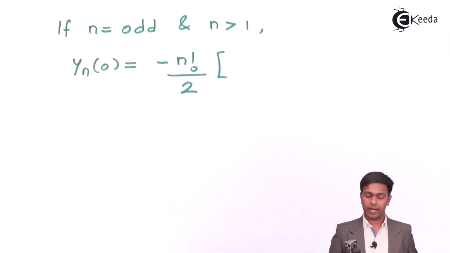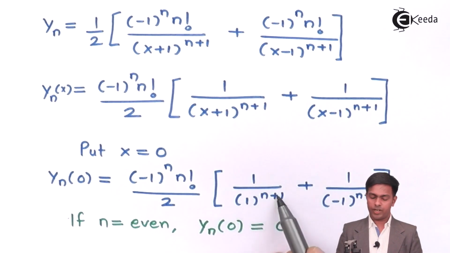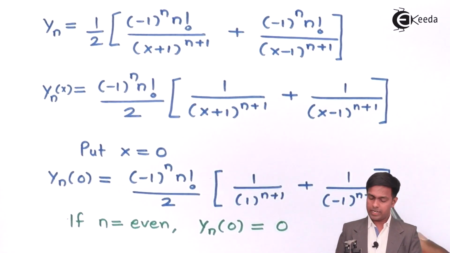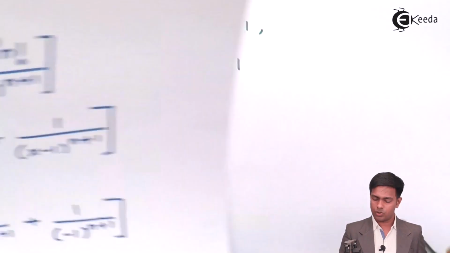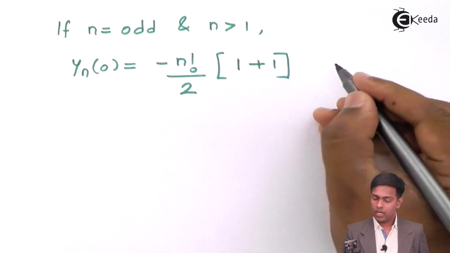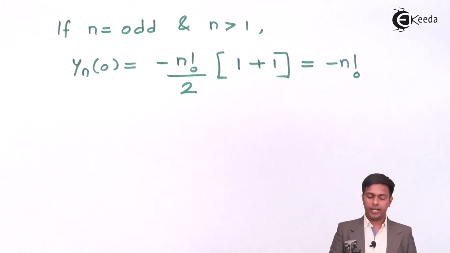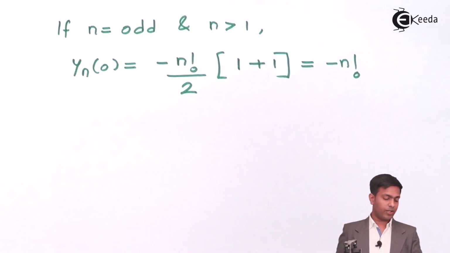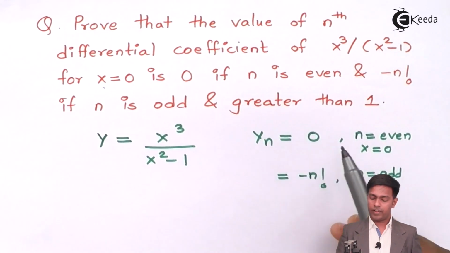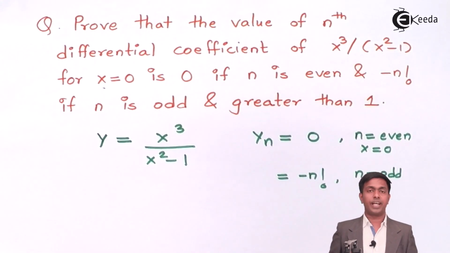Let's see what we get in bracket. So if n is odd, odd plus 1 even, 1 raised to even number is 1. So here we'll get 1. Next, odd plus 1 is even, minus 1 raised to even is positive 1. So here I'll get again plus 1. So guys, 1 plus 1, 2, I can cancel with this 2, and we will get answer as minus n factorial. So guys, we'll get value of yn as minus n factorial. If you observe the question, then we have proved that value of yn is 0 if n is even, and value of yn is minus n factorial if n is odd. So here we get the final answer.